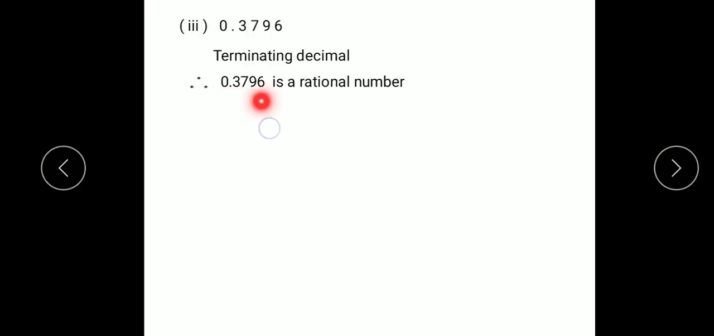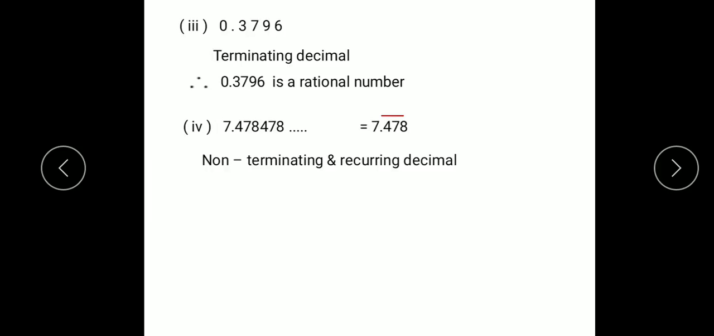0.3796, a terminating decimal expansion, and we know that rational numbers have terminating decimal expansion. Therefore, we can conclude that 0.3796 is a rational number. Let us see the fourth example. 7.478478 ..., which shows that it is non-terminating and recurring decimal. And we also know that rational numbers, if non-terminating, have recurring decimal expansion. Therefore, we can conclude that the given number is a rational number.